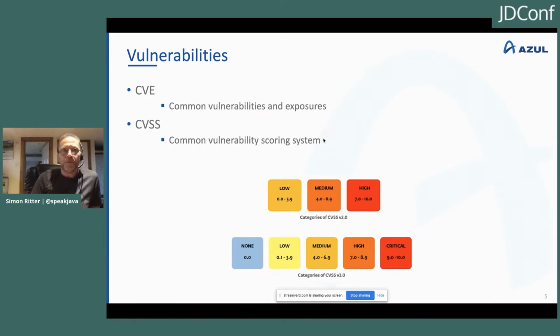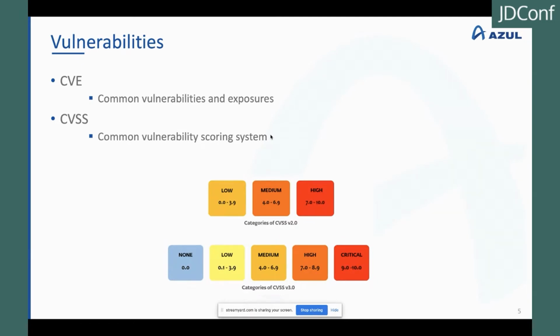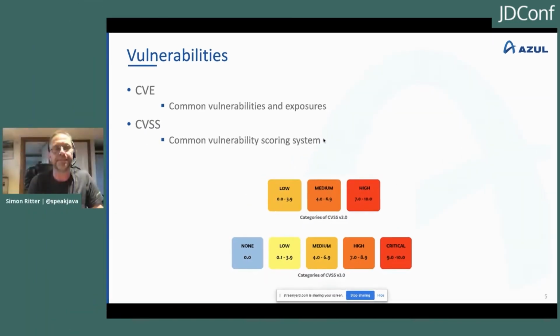So how vulnerabilities are classified is based on what we call CVEs and CVSS. CVE, again, I'm sure everybody's heard of this, is the idea of a common vulnerability and exposure. And a CVE basically defines something that can be used to exploit software. So a problem that can be used to gain access to information or to stop an application from working the way you want it to. So denial of service, something like that.